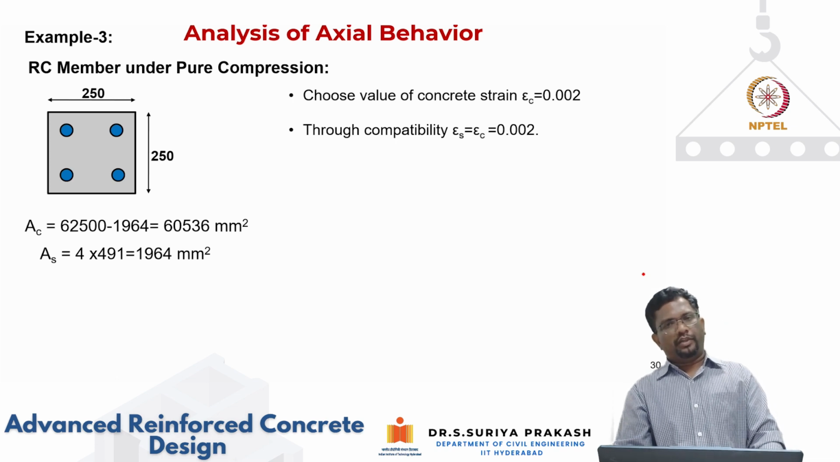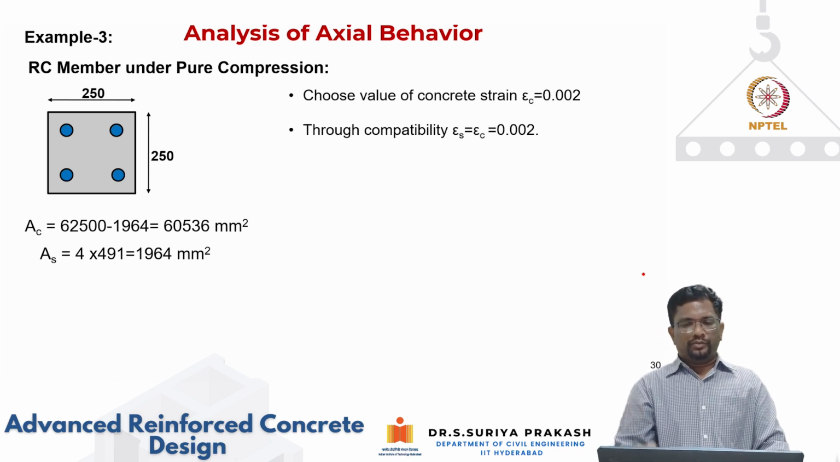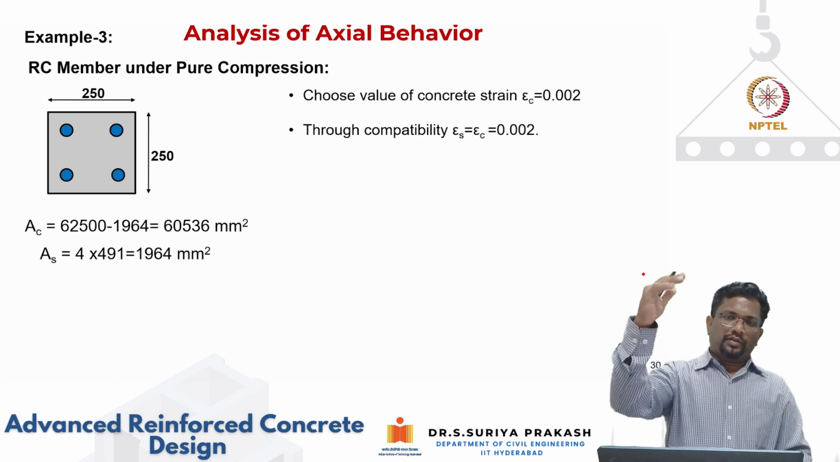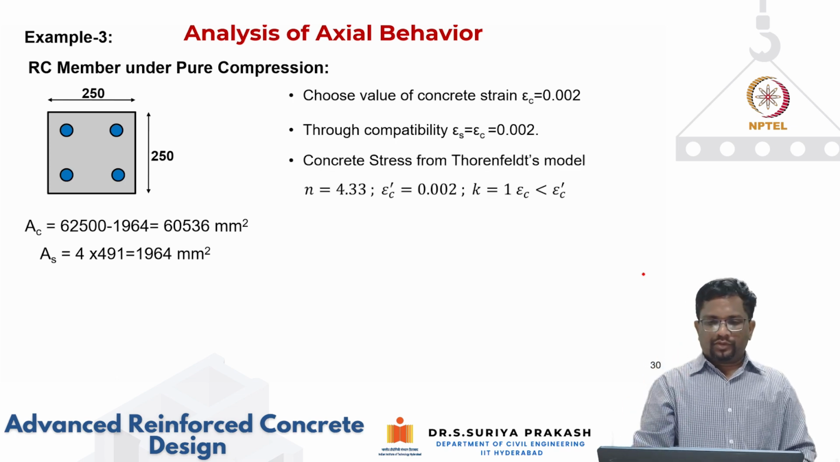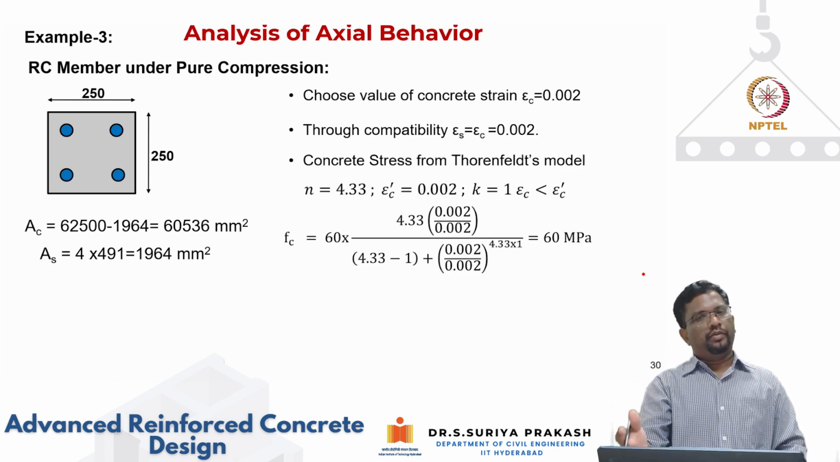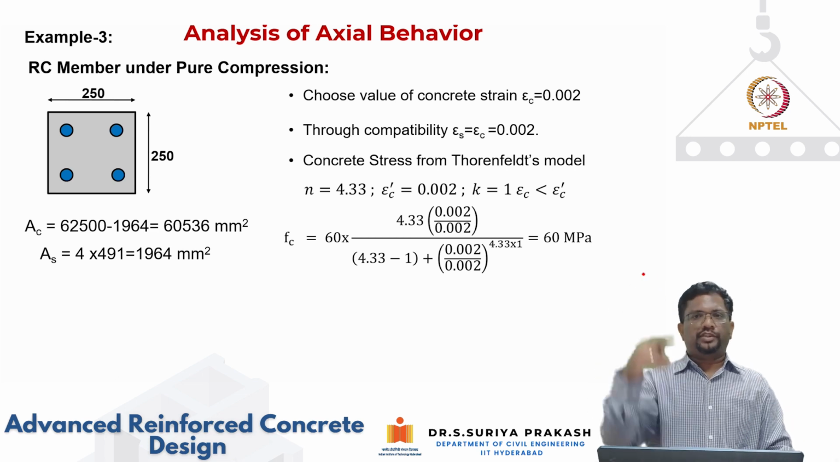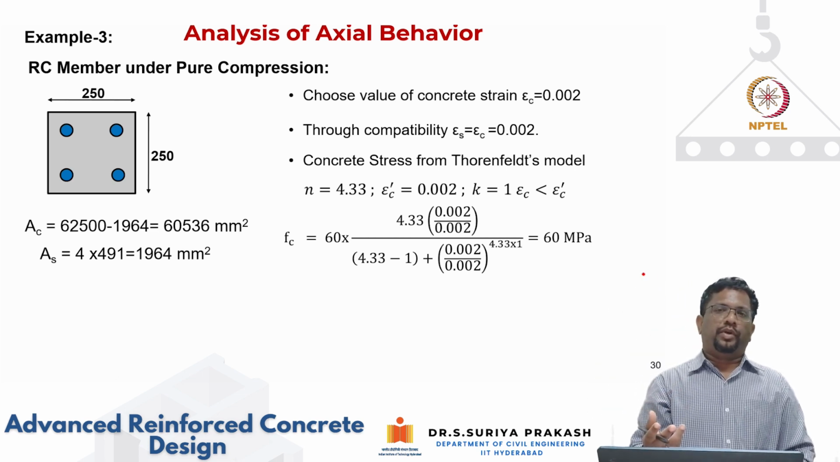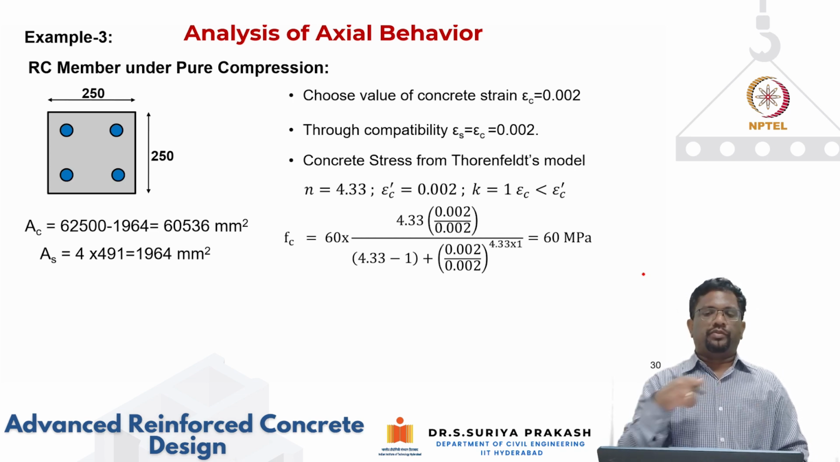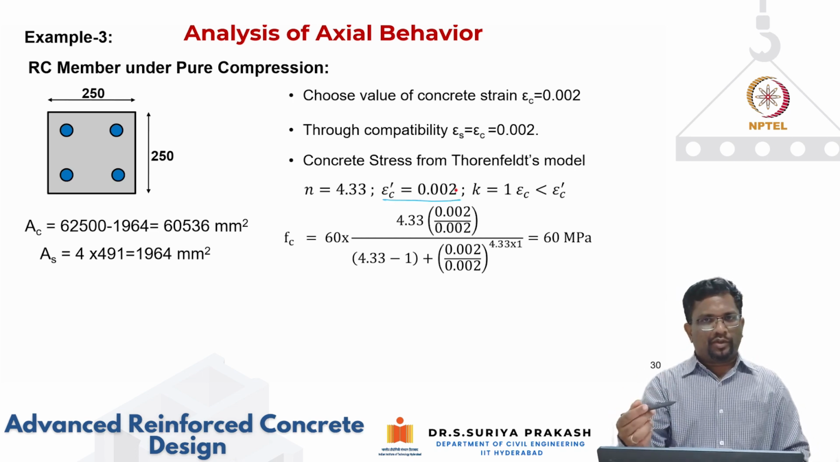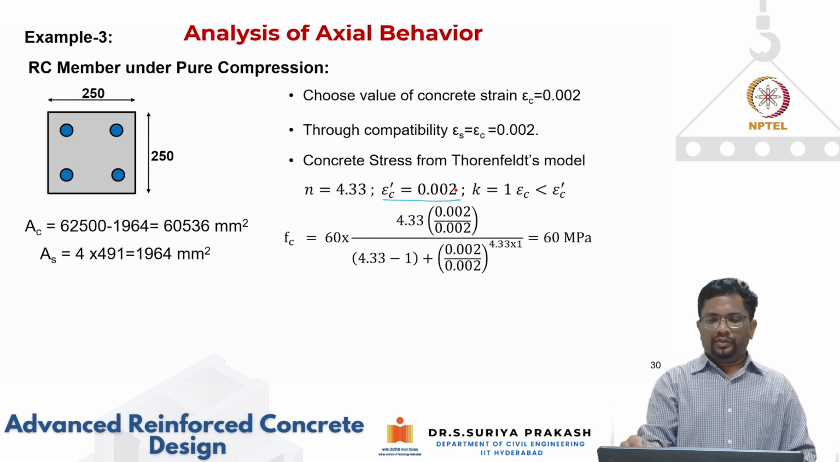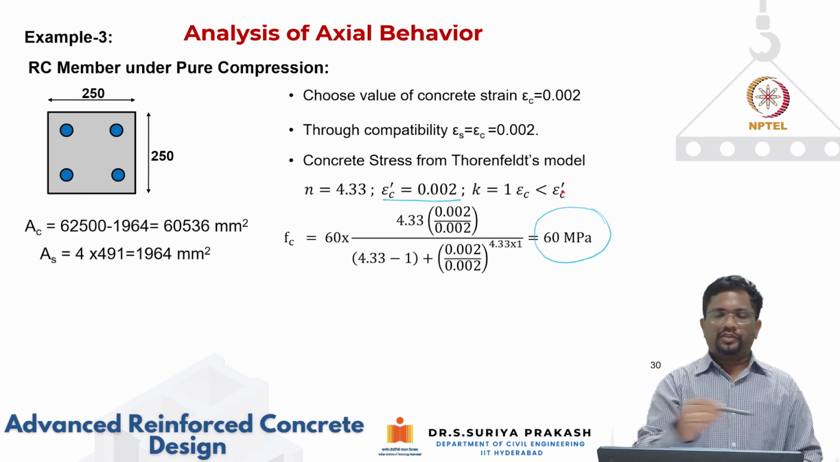So you keep continuing this exercise. We choose the next value of strain, which is 0.002. I'm going higher now. What is your peak strain? Epsilon prime C is 0.002. So we are exactly reaching 0.002. So you should get a value of stress equal to 60, because it should reach at a peak strain of 0.002. That is the value that you're choosing. And epsilon prime C also, from a previous calculation, we got to be 0.002. So when epsilon C reaches epsilon prime C, it should reach the value of F prime C. So if you plug in back, then you got your 60 megapascal.